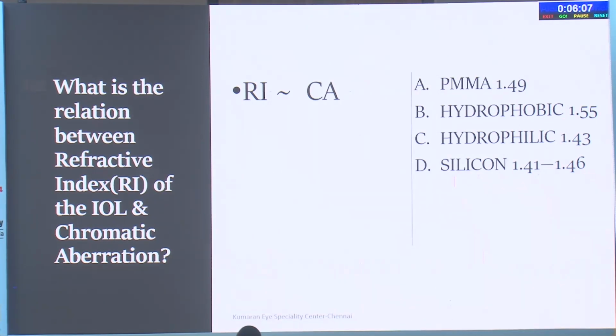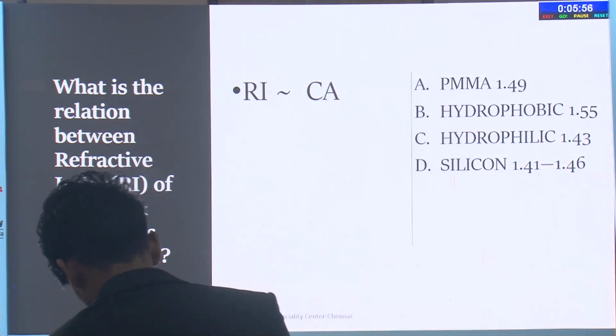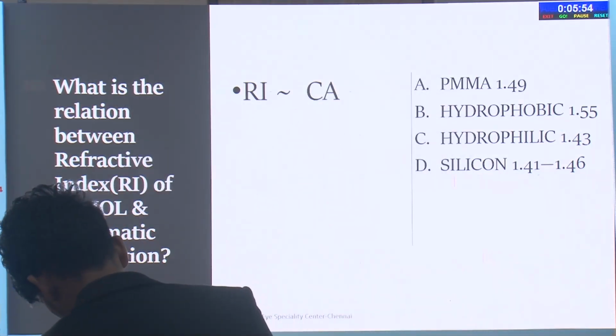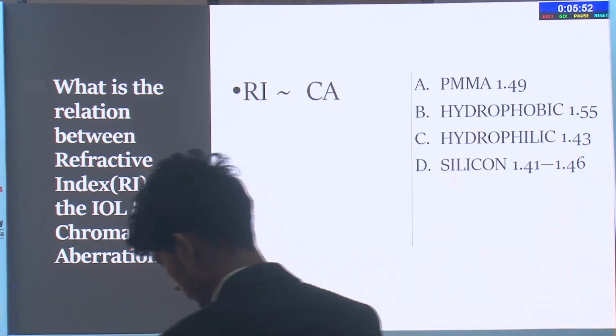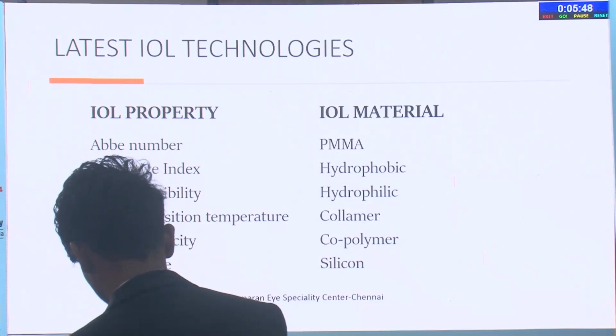They're directly proportional. So the higher the refractive index, the more the chromatic aberration. So again, what is important? That is why the hydrophilic lenses are still in the market. They come with the hybrid material, because the hydrophilic lenses are the ones which have at least a lower refractive index and a better chromatic aberration. So this is what I was talking about.